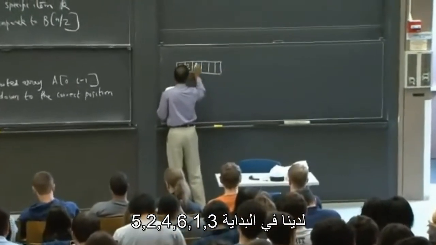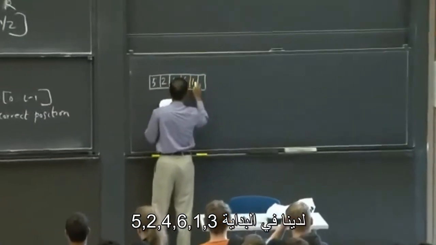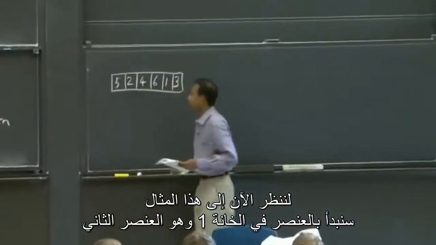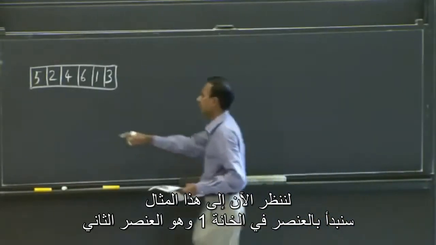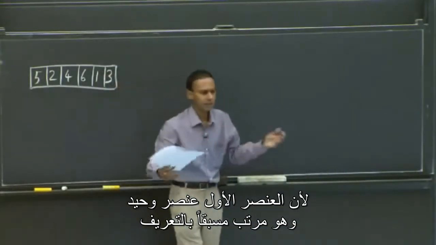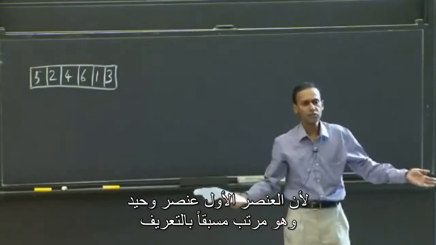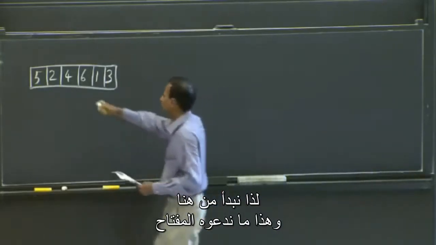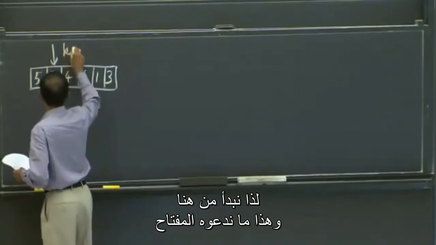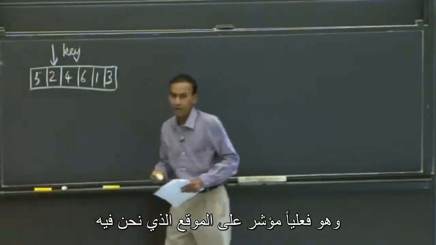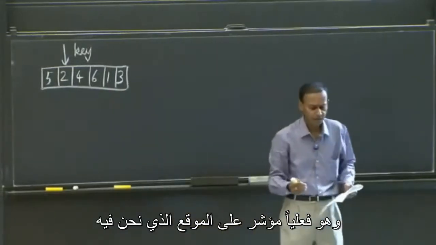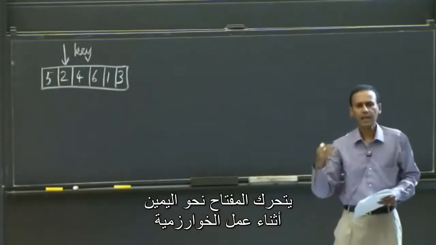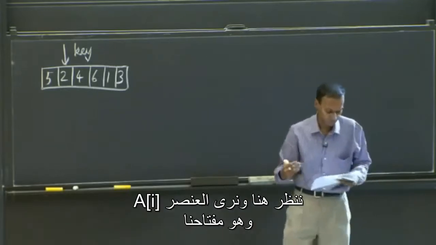Initially we have 5, 2, 4, 6, 1, 3. And we're going to take a look at this. You start with index 1, the second element, because the very first element is a single element and it's already sorted by definition. You start from here, and this is what we call our key. That's essentially a pointer to where we're at right now, and the key keeps moving to the right as we go through the different steps of the algorithm.